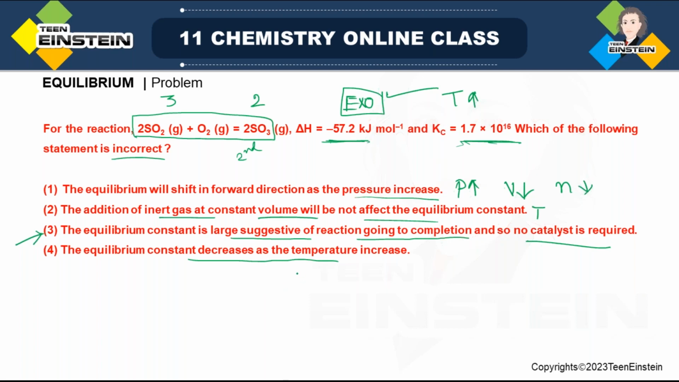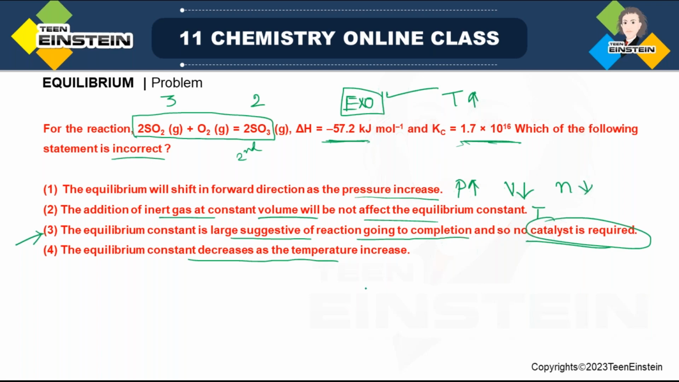Now, okay, it is fine, it is correct, but why is it correct? The reason behind it: it is saying that it is going to completion, Kc value high, so catalyst not required. But the catalyst has nothing to do with Kc, right? Catalyst we use to speed up the reaction.